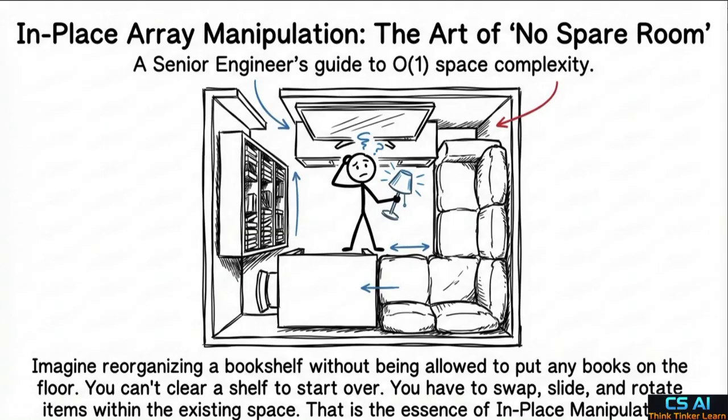I'm so excited for today's session because we are moving beyond just making things work and into making things professional. Today, we're talking about in place array manipulation, which I like to call the art of no spare room. Imagine you are trying to reorganize a bookshelf, but here's the catch: you aren't allowed to put a single book on the floor. You can't clear a shelf to start over. You have to swap, slide, and rotate items within that tiny existing space. This is the essence of what we do as senior engineers when we strive for O(1) space complexity. It's about being incredibly clever with the memory we already have.